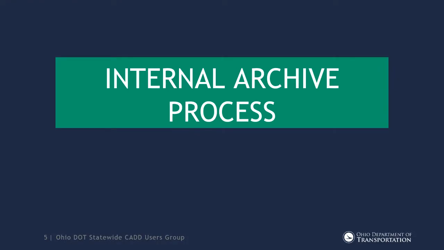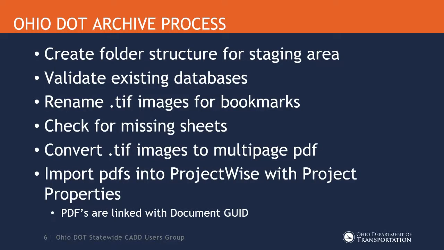And I want to go over our actual archive process internally and how we got to where we are today. So the first thing that we wanted to do was create a folder structure in our central office as a staging area. Each district had their own standards on how they wanted to archive their data. We wanted to copy that over to a centralized location and go through it. We wanted to validate the data, and validate that everything was where it was supposed to be.